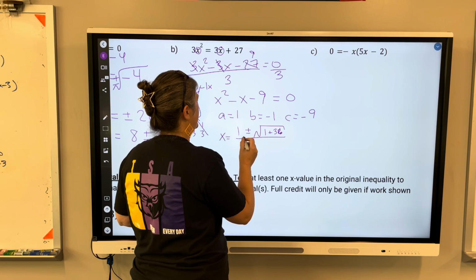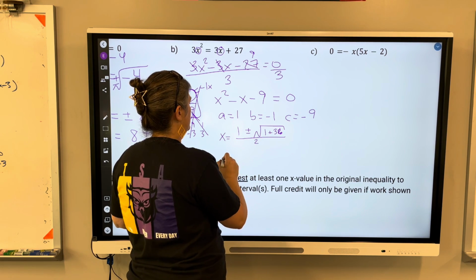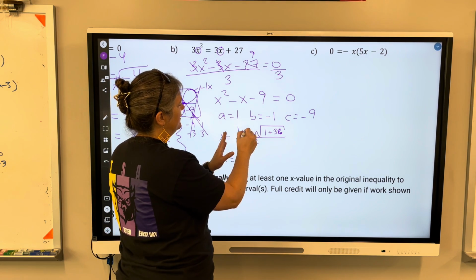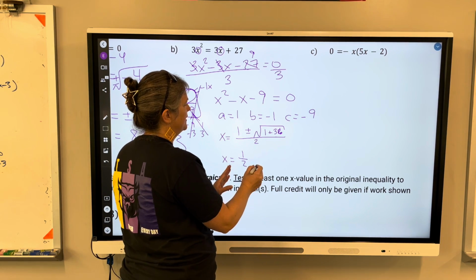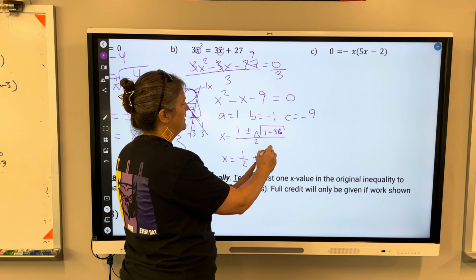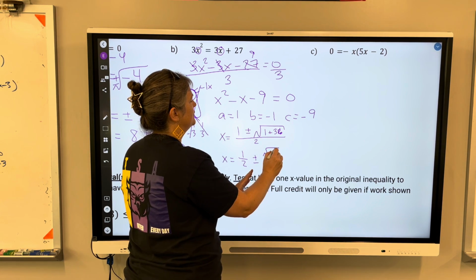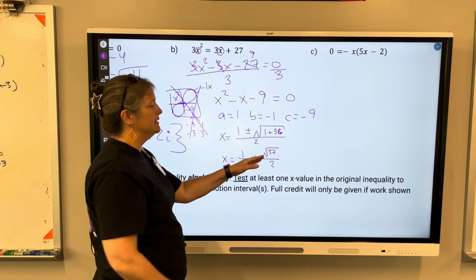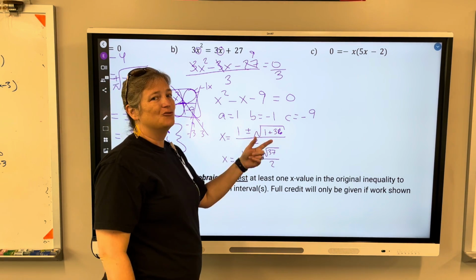All over 2a, and that's just a 2. So this isn't a pretty way to show it. I do need to simplify a little bit. I like to pull my real part over here, that's my axis of symmetry, and then leave my square root over here, 37 over 2. But because I'm adding, it is in fact real, it's just irrational.